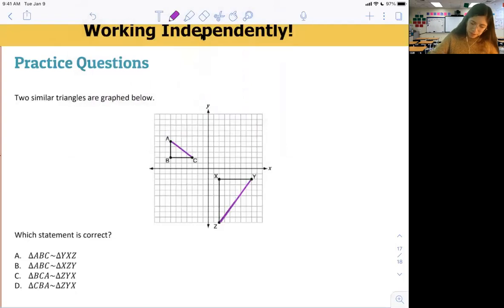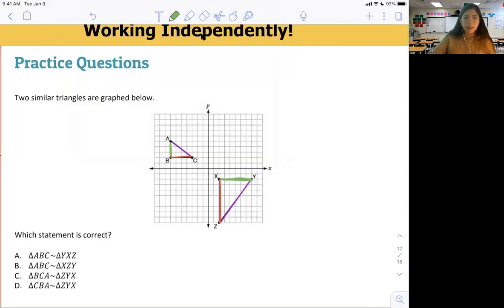What does BC line up with? ZX. You sure? X. You're right. And then AB matches up with XY. So yeah, it can be tricky. You got to make sure the shortest side is with the shortest side, the longest side is with the longest side, the hypotenuse is with the hypotenuse.